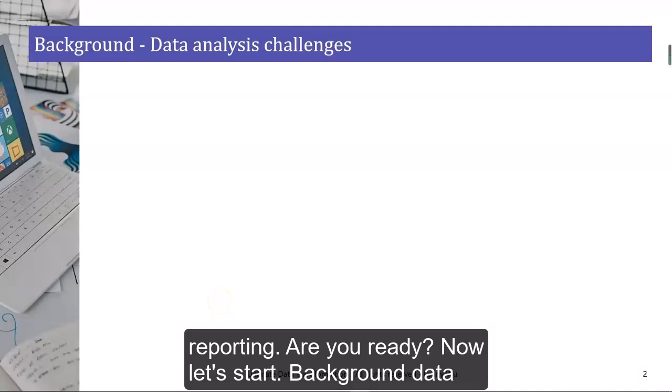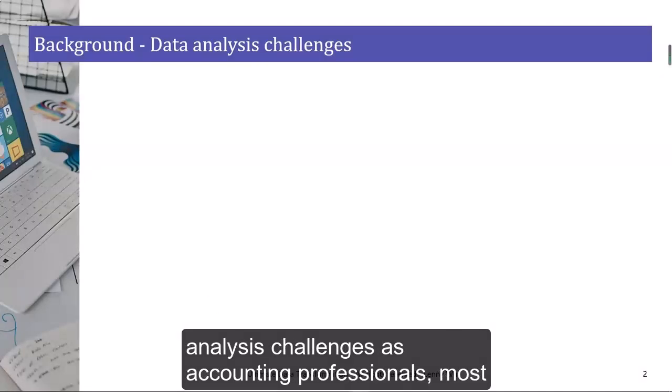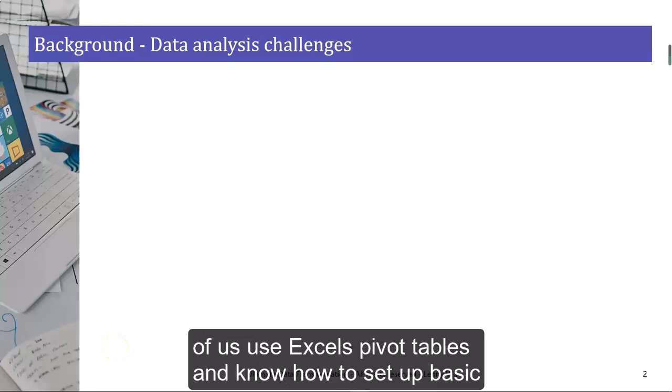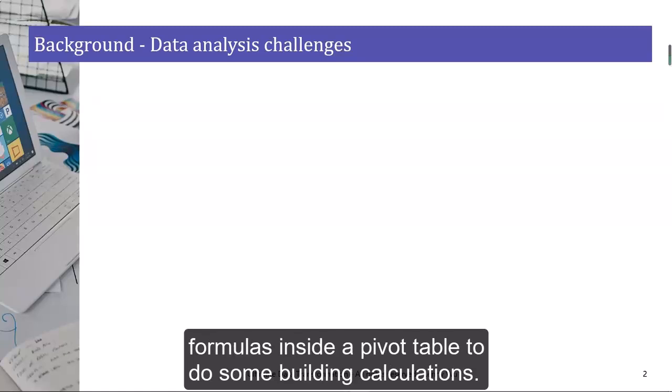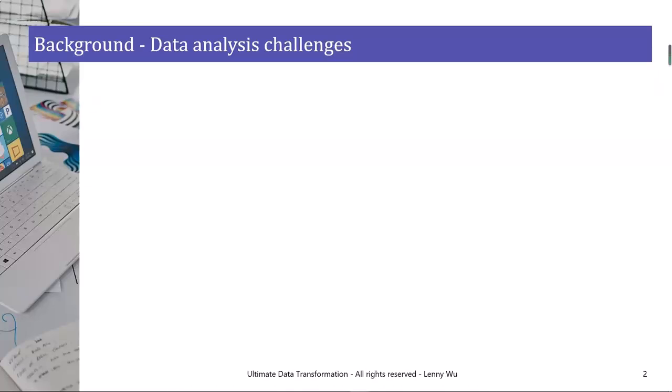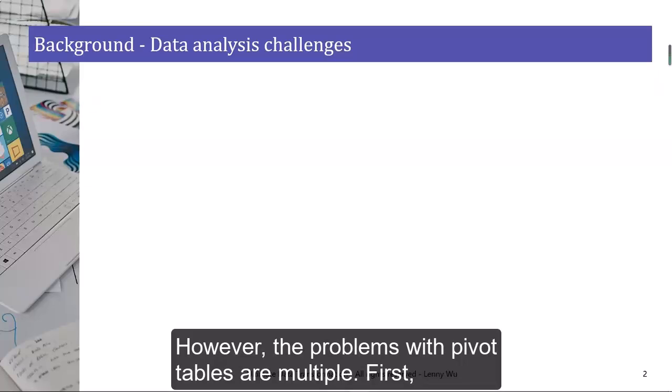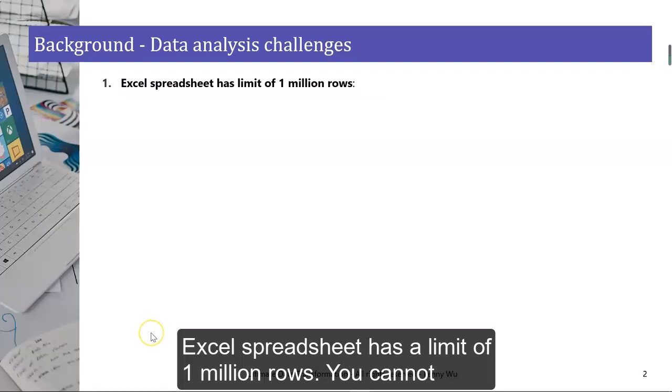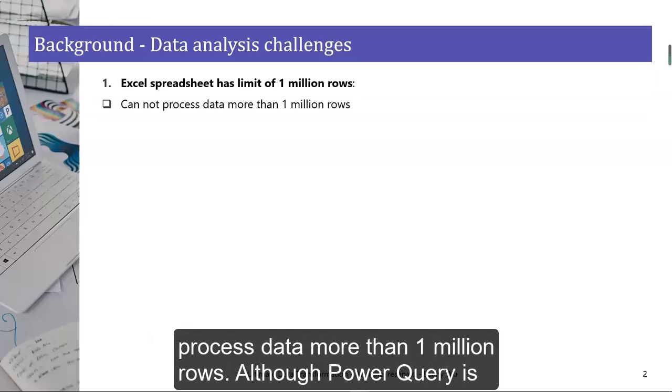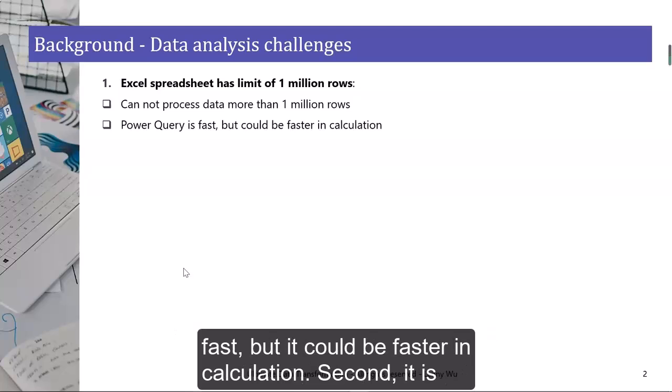Background: Data analysis challenges. As accounting professionals, most of us use Excel's pivot tables and know how to set up basic formulas inside a pivot table to do some built-in calculations. However, the problems with pivot tables are multiple. First, Excel spreadsheet has a limit of 1 million rows. You cannot process data more than 1 million rows. Although Power Query is fast, it could be faster in calculation.